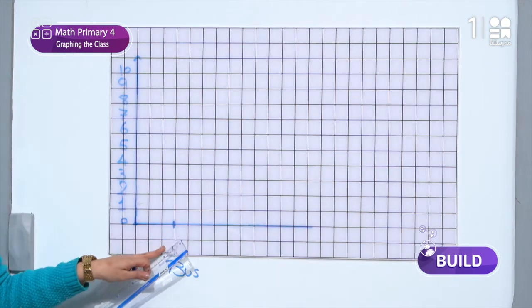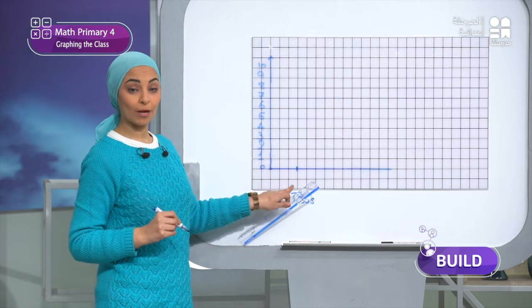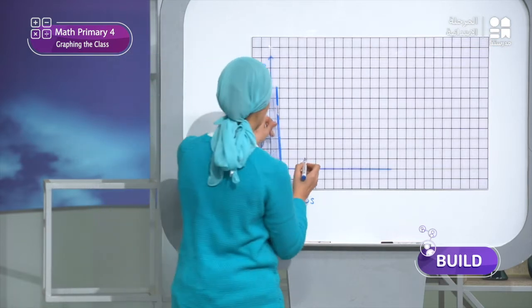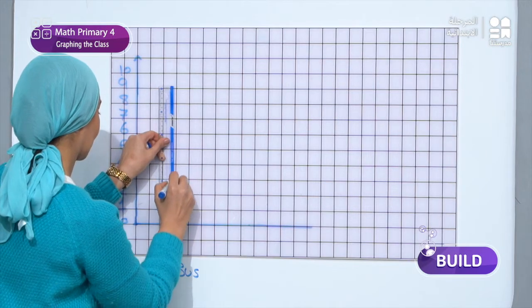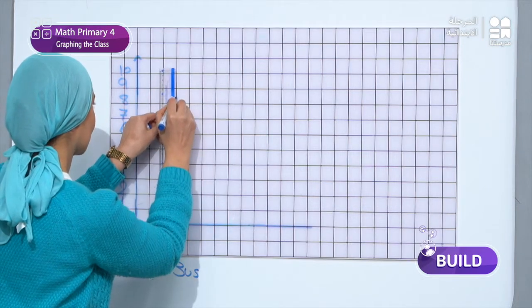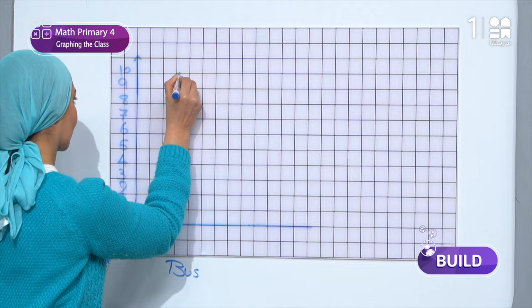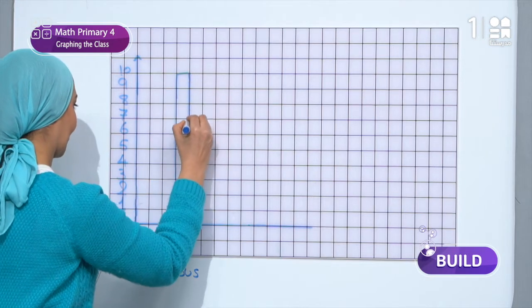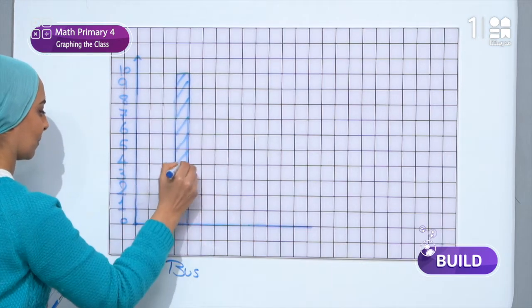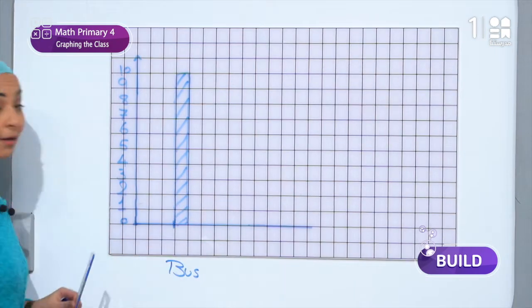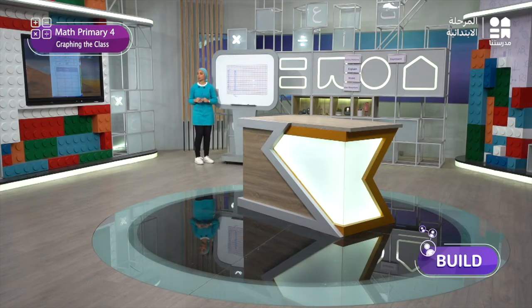طيب يبقى we said the number of students go by bus are 10, so I will make bar until I reach 10. As you see here, 10, and I will close it like this. Okay. Here are the number of students going by bus. تعالوا نشوف the second one.